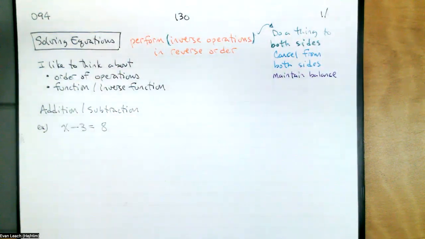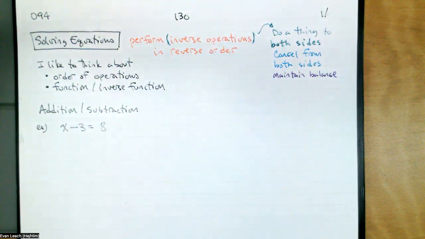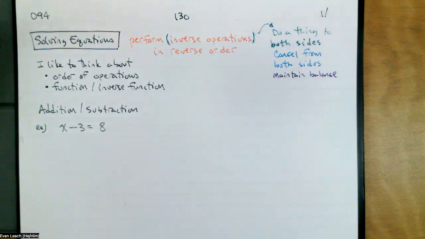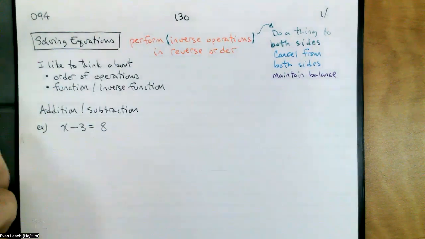If you have the equation x minus 3 equals 8, what do you do to both sides? We add 3, right? We see that x has had 3 subtracted from it. So something minus 3 is equal to 8. And so we're really just playing with the 2 out of 3 game. If x minus 3 is equal to 8, then x is 8 plus 3.